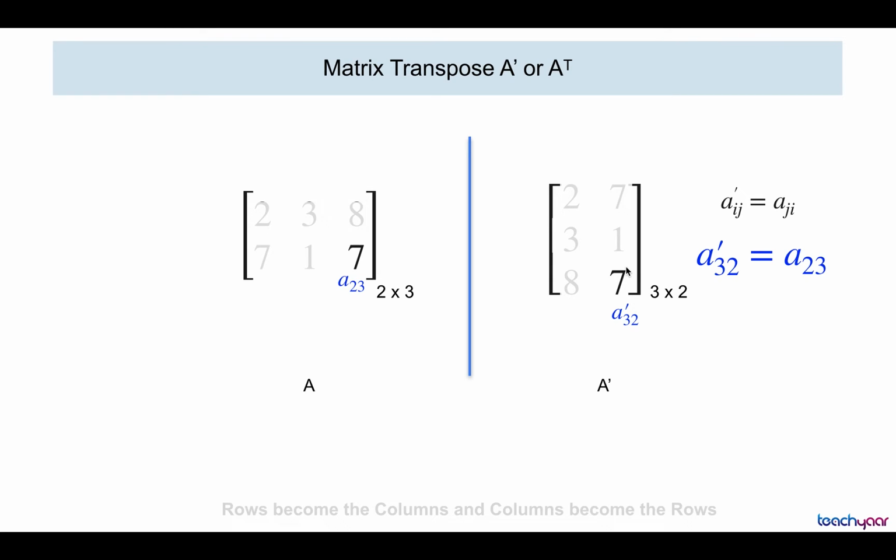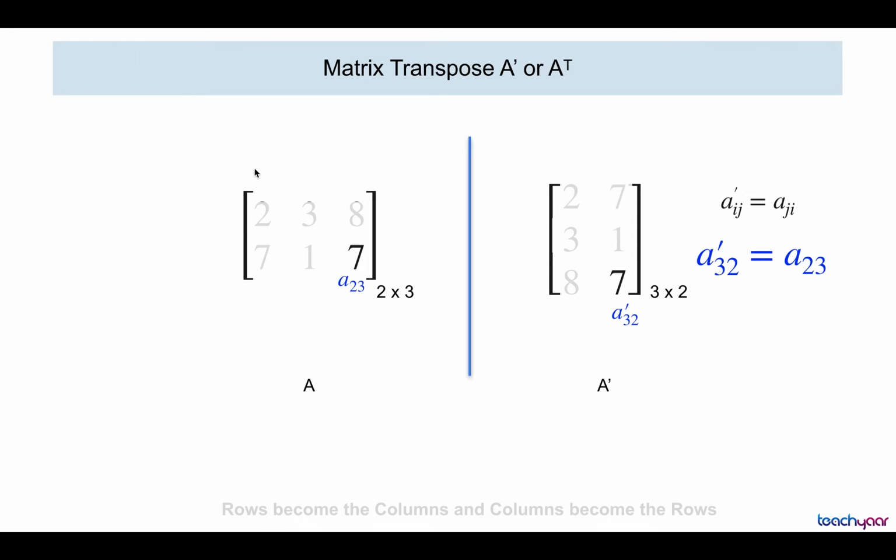Now that you have seen the entire transpose, let's just look at it. I've already gone through what Aij bar equal to Aji means. That should be very clear. But now again, explaining rows become columns and columns become rows. For this matrix A, the first row is 2, 3, 8. That has now become the first column of A bar, 2, 3, 8. The second row is 7, 1, 7. That's become the second column, 7, 1, 7.